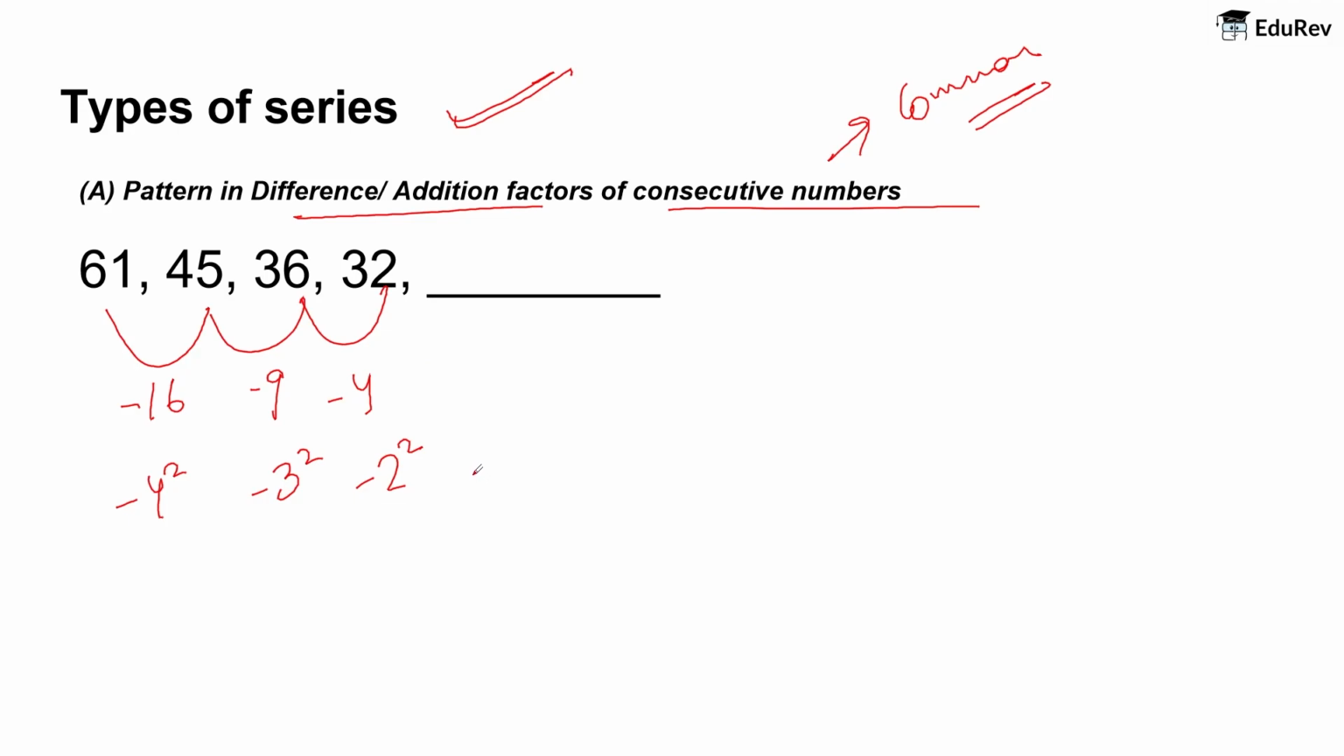So the next number would be -1 square. So that would be -1. So the next number in the series over here will be 31. So you can see how easy the question was. Obviously, CAT will not ask such an easy pattern, but still it was a good start.